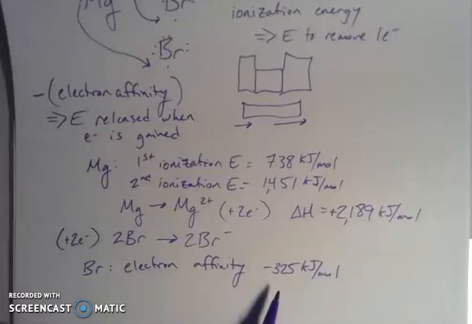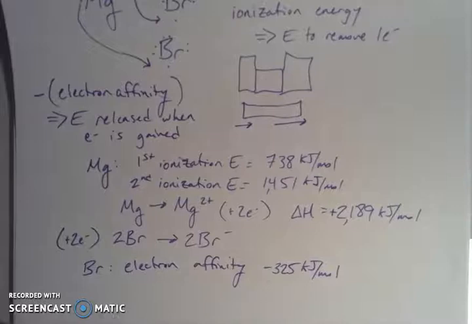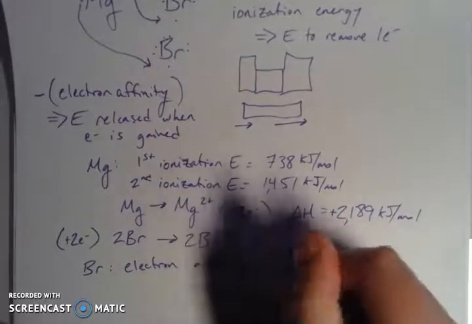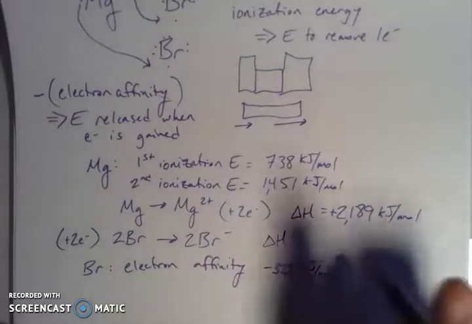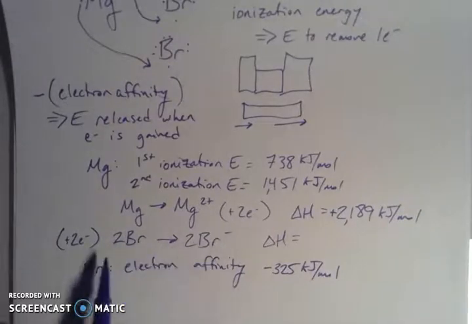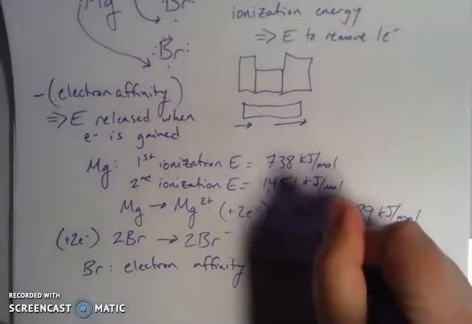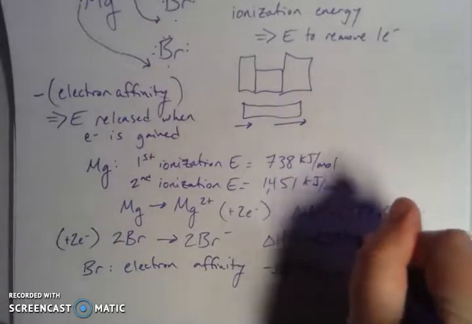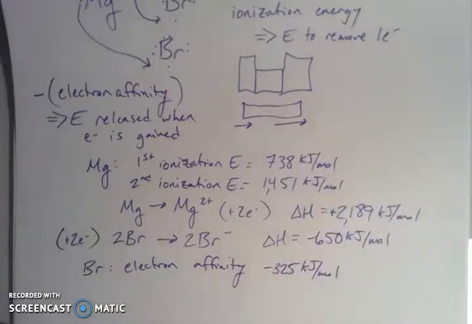Makes sense that it's negative because we're talking about this release, and again this is the negative electron affinity, so that's already factored in. So the delta H for this process is going to be 2 times that, right? Because we have 2 moles of bromines becoming 2 moles of bromides. So we end up with negative 650 kilojoules per mole.